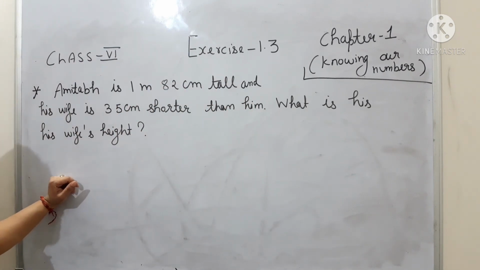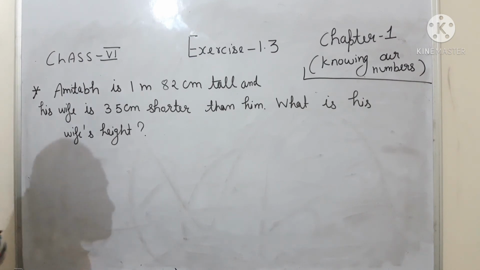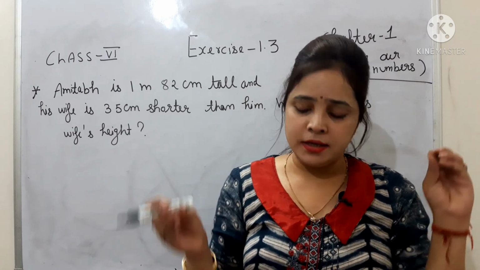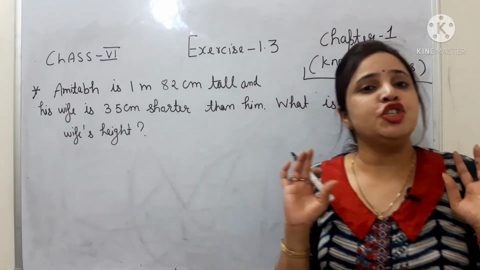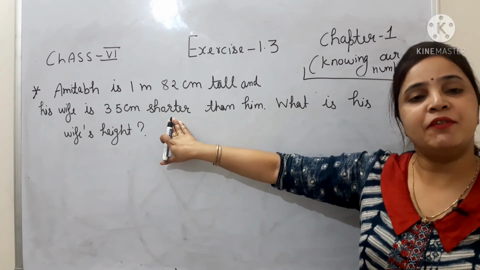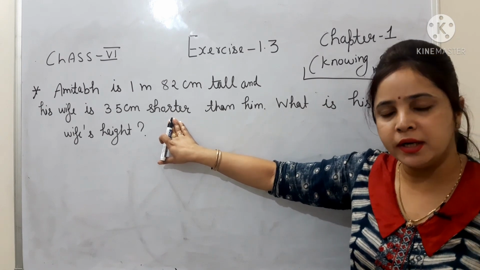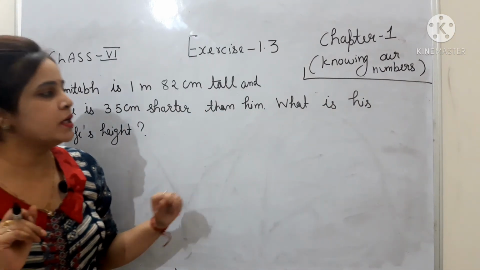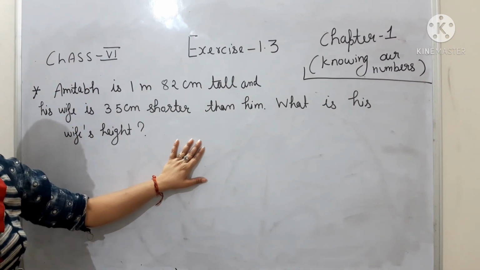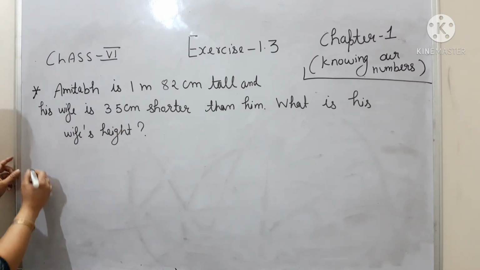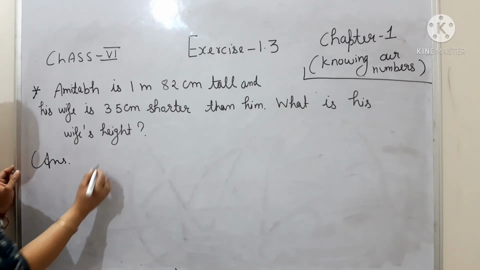Okay, now think over this. What can you do in this question? Yes, the height of Amitabh is given and it is given that his wife is shorter than him. And how much shorter? 35 centimeters shorter. And what do you have to calculate? You have to calculate his wife's height. Yes, now think over it for 1 second. Just think over it. Yes, I hope you are getting to the point. Very good. Okay, now see how to proceed.